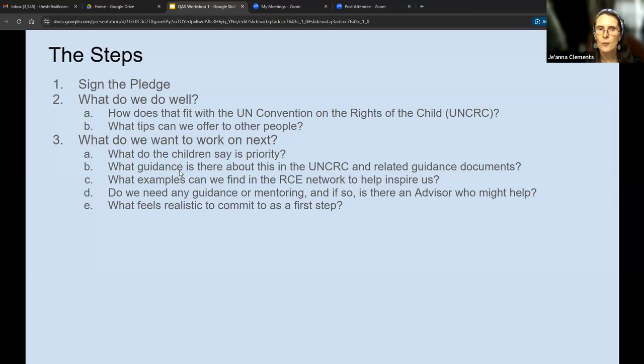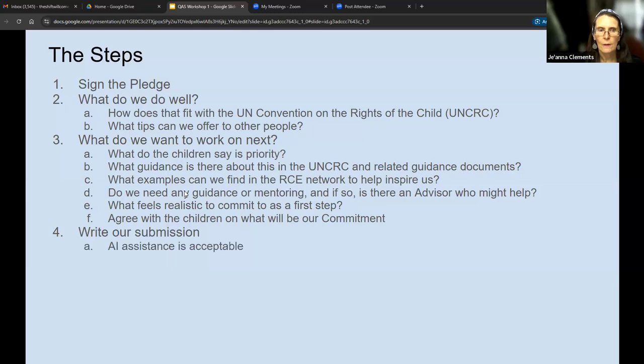What are we going to focus on in terms of going beyond where we are now? And once we've done all of that, we're going to get back to discussing with the children, what is our commitment going to be to what we're actually going to be working on as we're moving forward. Then that will put us in a position to write our submission.